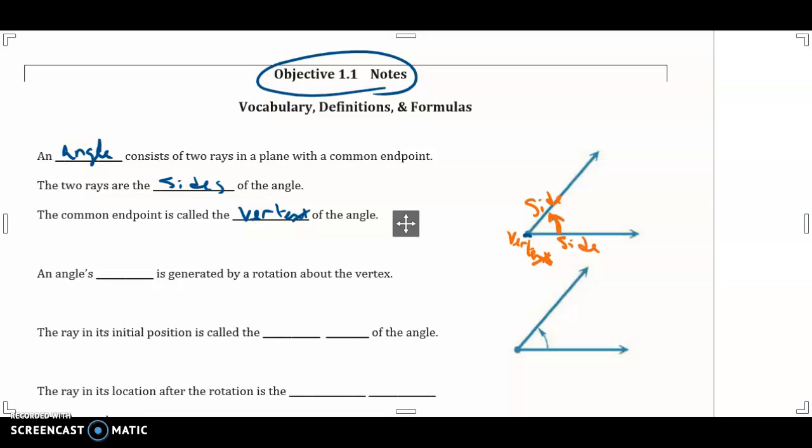I don't know why that looks so funky. Sorry. This is the vertex. I'm getting ahead of myself.